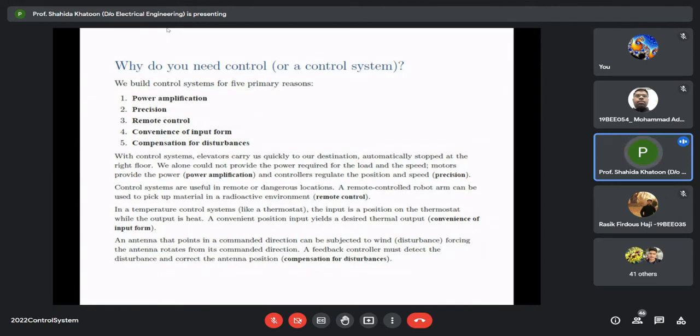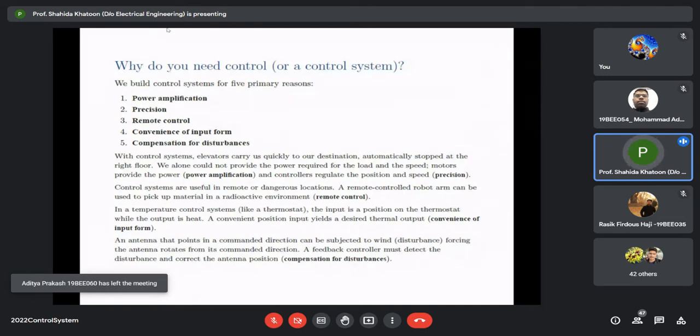We alone could not provide the power required for the load and the speed. Motors provide the power amplification, and controllers regulate the position and speed. So another real life example of a control system is an elevator system. Okay, control systems are also useful in remote or dangerous locations. A remote controlled robot arm can be used to pick up material in a radioactive environment. This is an example of remote control.